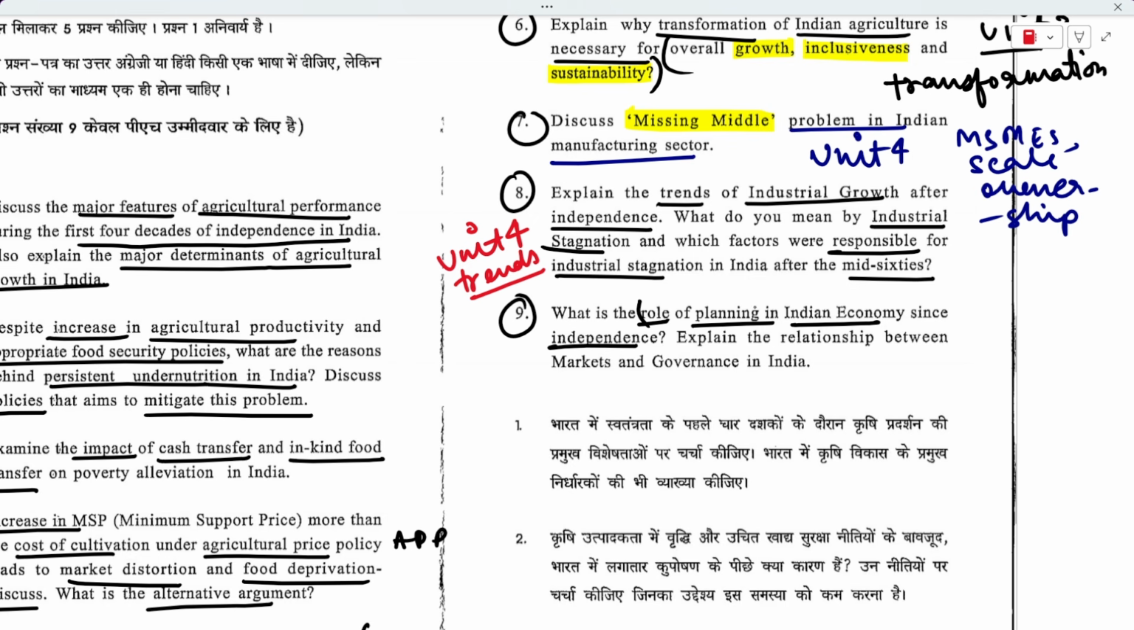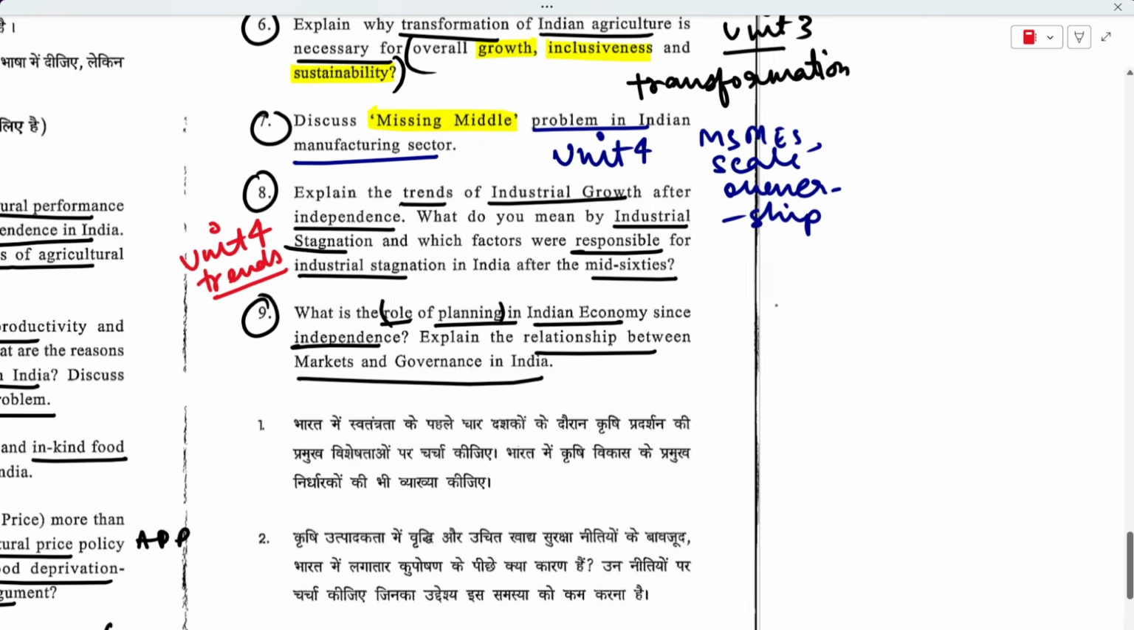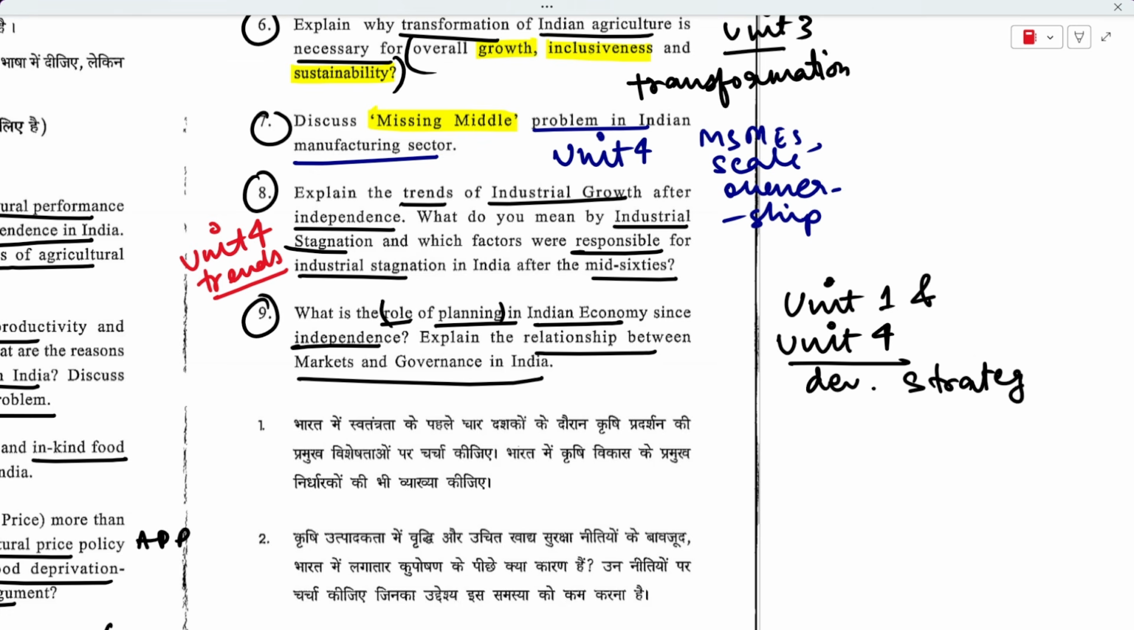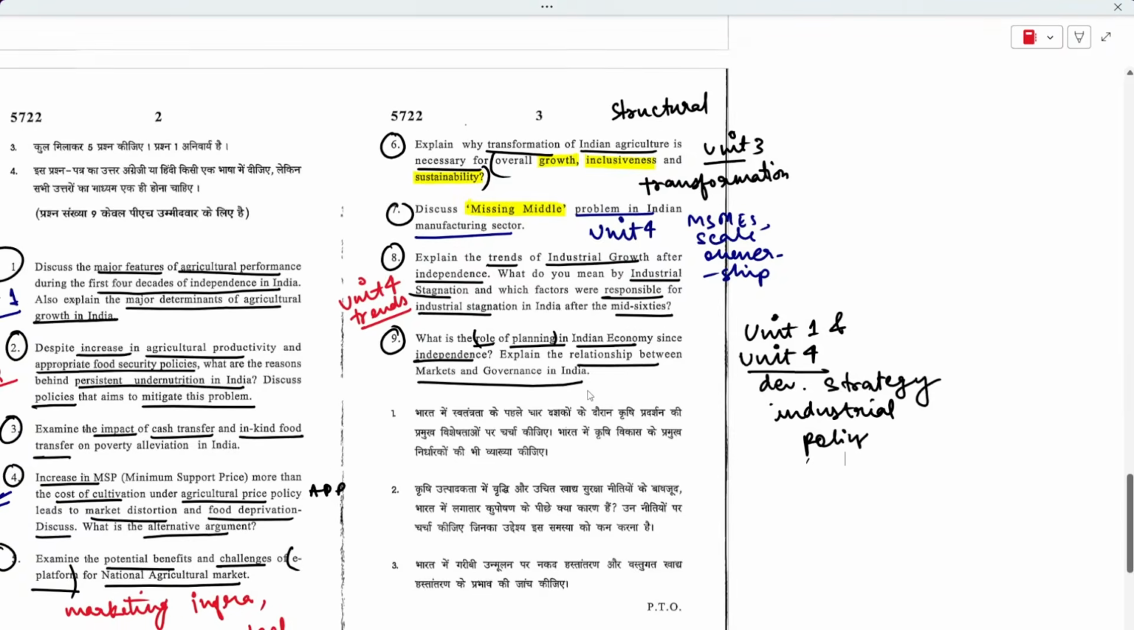Okay, so it is asking you about the role of planning in Indian economy and to explain the relationship between markets and governance in India. Okay, so this question cuts across unit 1 and unit 4. Okay, so this wants you to talk about the development strategy and industrial policy. Okay, so as you can see, out of the 9 questions that we discussed, I'll zoom it out.